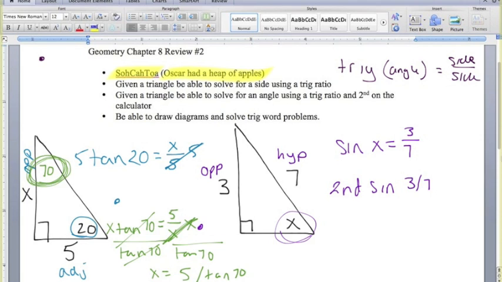All right, the last type of problem that you're going to have is a word problem.